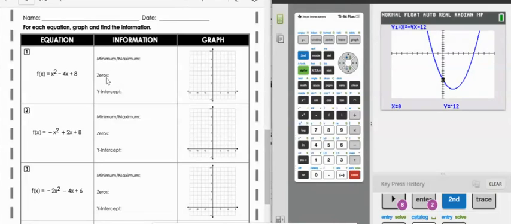The zeros of the function are your x-intercepts. You will use the second trace function to find these as well. To find your y-intercept, you'll also go to second trace, and this time you're going to use value.